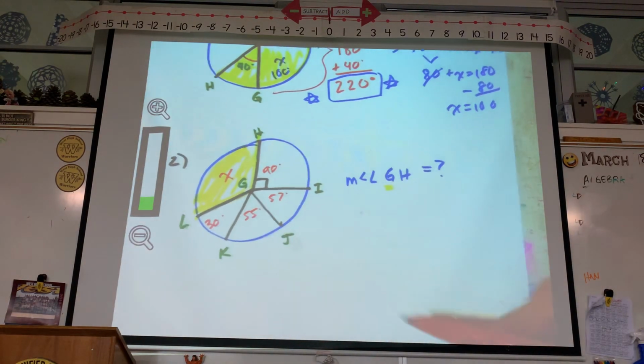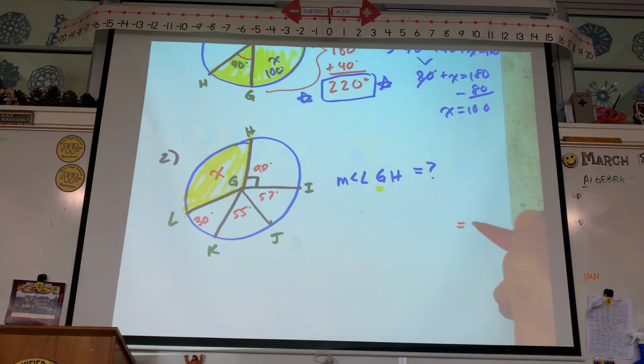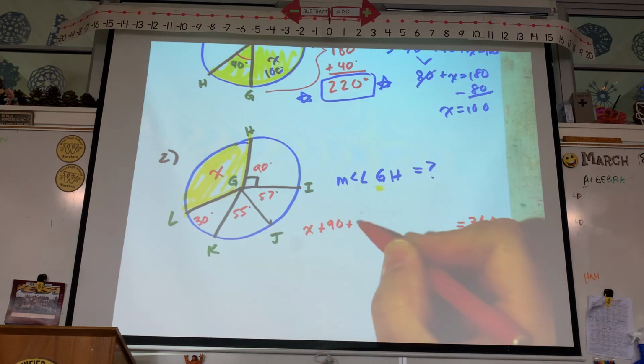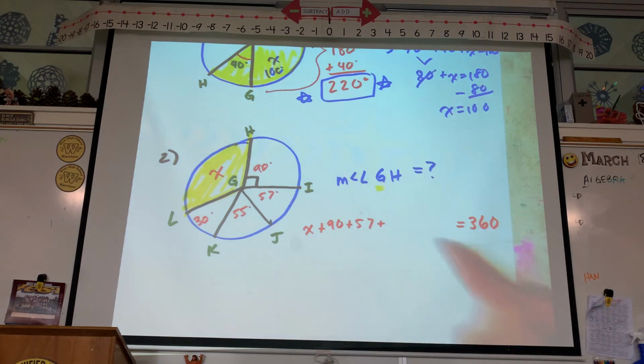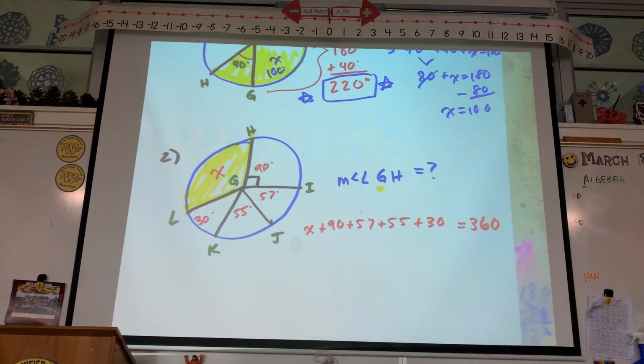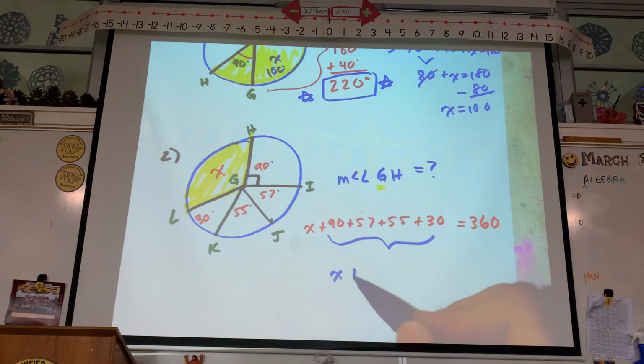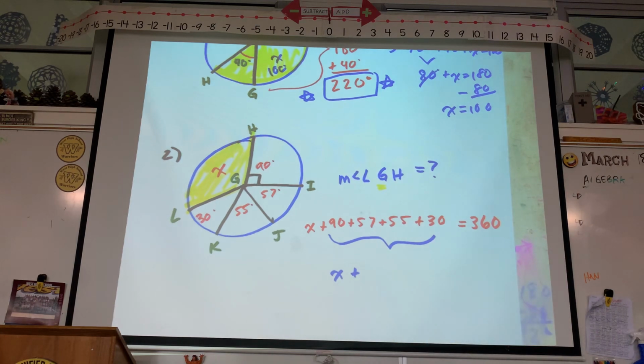If we know the whole thing equals 360, I'm going to do this reverse this time so I don't smash it in the corner, okay? 360 equals x plus 90 plus 57 plus 55 plus 30. And what I'm doing here is I'm combining these like terms on this side, and oh my god, I really have to get a calculator for this.